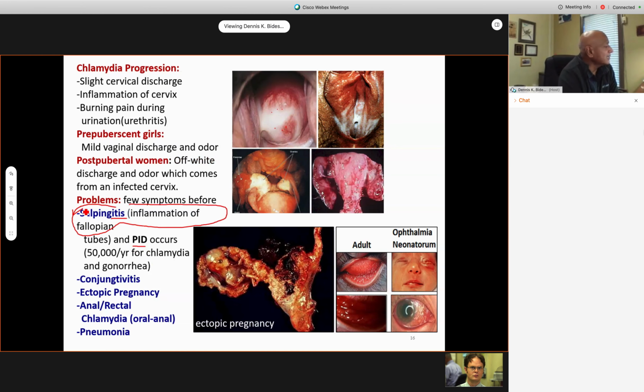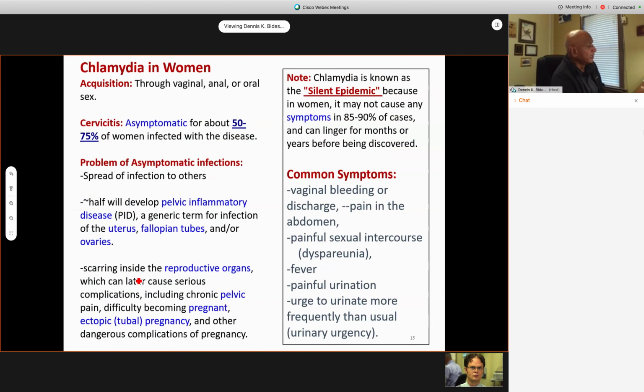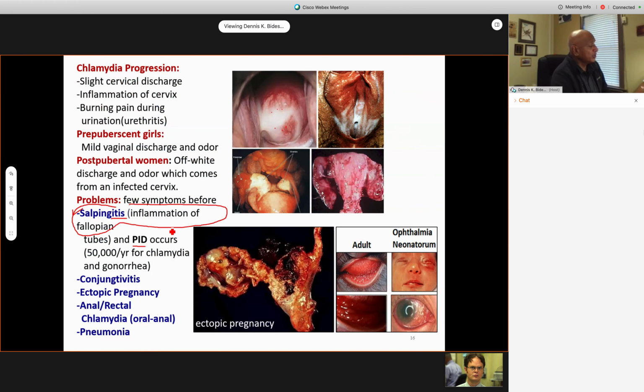So salpingitis, it's inflammation of the fallopian tube. Pelvic inflammatory disease, or PID, it's inflammation of the pelvic area, all right? Conjunctivitis, people touch their eyes, they might have that pathogen on their hand because they touch their genitals or whatever. Now you have infection of the eye.